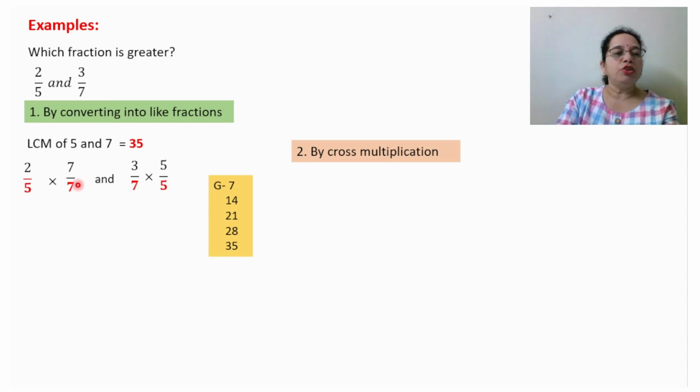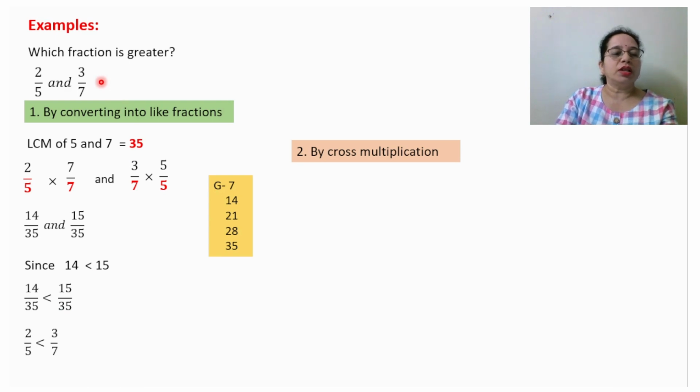Now multiply numerator with numerator. So 14 upon 35 and 3 5s are 15 upon 35. Here we can do comparison of the numerators. Since 14 is smaller than 15, what does it mean? 14 upon 35 is smaller than 15 upon 35, and we need to write down the answer in the original form. So 2 upon 5 is smaller than 3 upon 7.